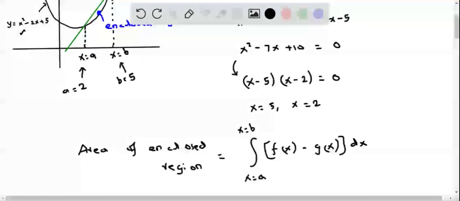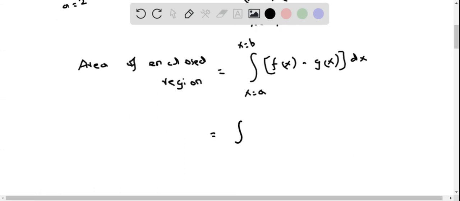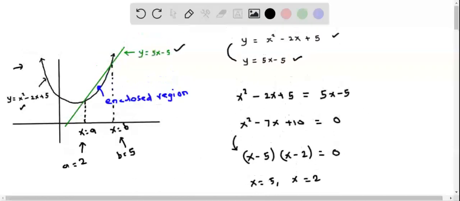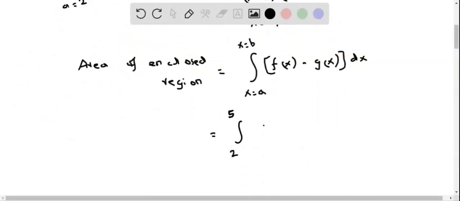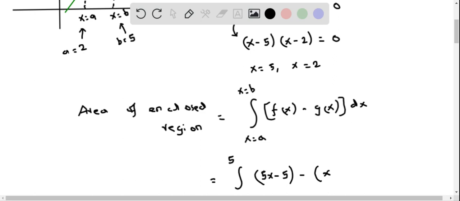As we already know that the top curve is the line equation, let's put in the values of a, b, and the top curve. Here a equals 2, so the lower bound of this integral is 2, and b equals 5, so the upper bound is 5. The top curve is f of x equals 5x minus 5, minus g of x, the bottom curve, which is the parabola equation x squared minus 2x plus 5. So I replace g of x with x squared minus 2x plus 5. We integrate this and evaluate its value.